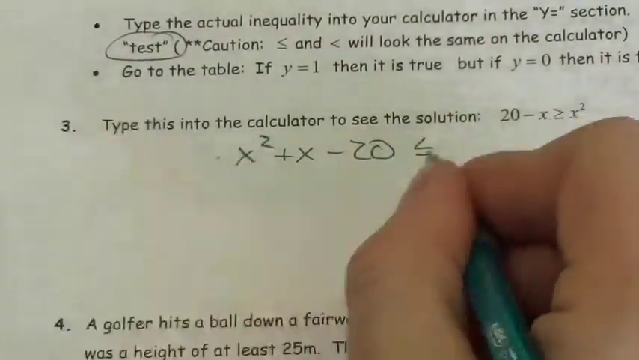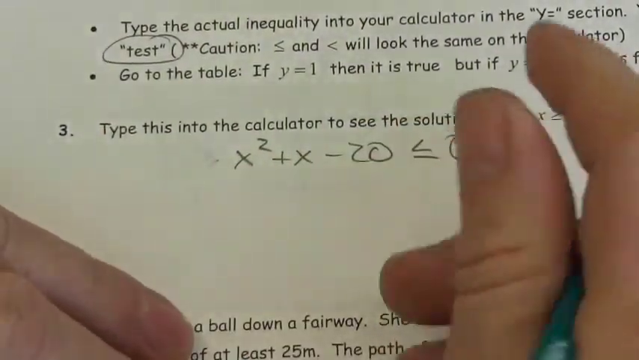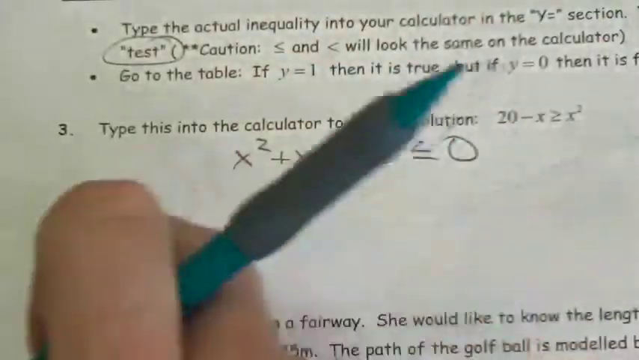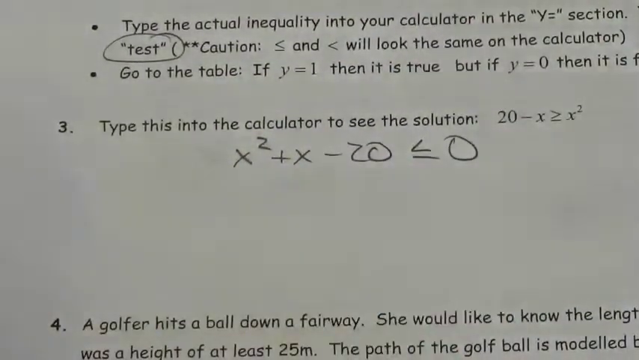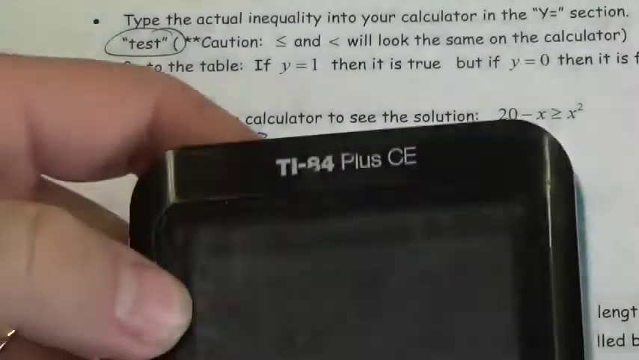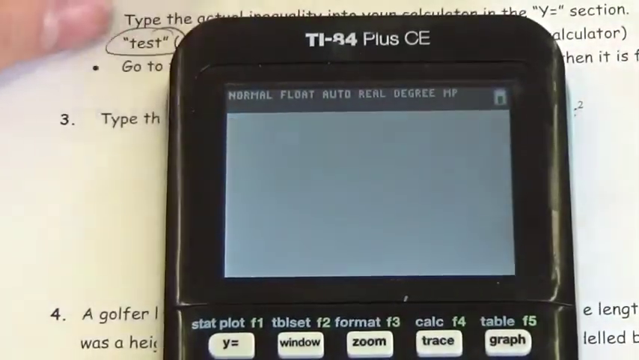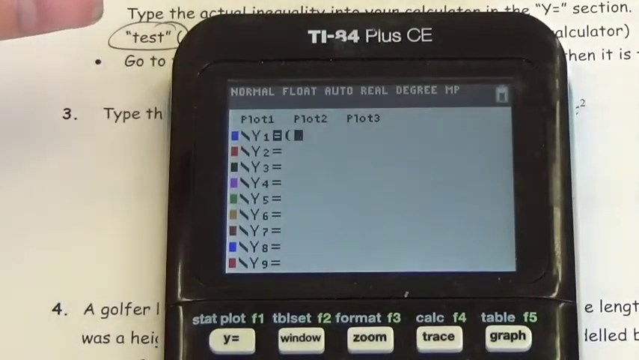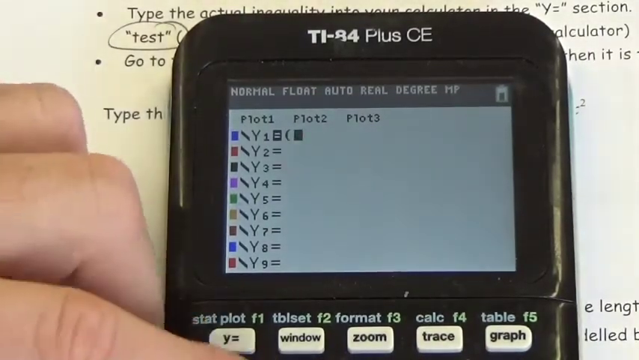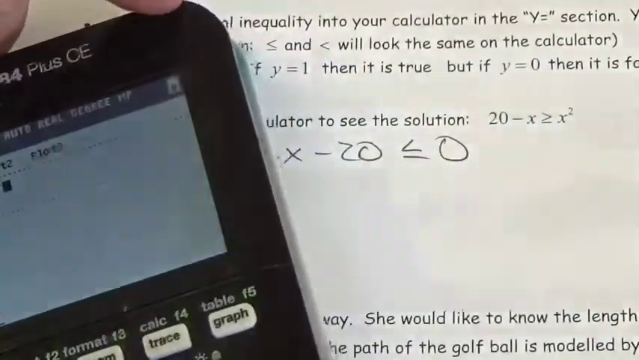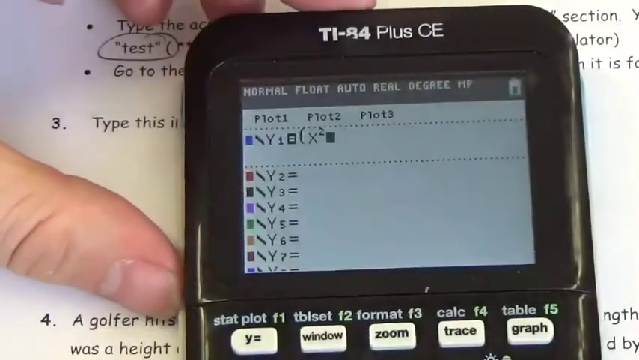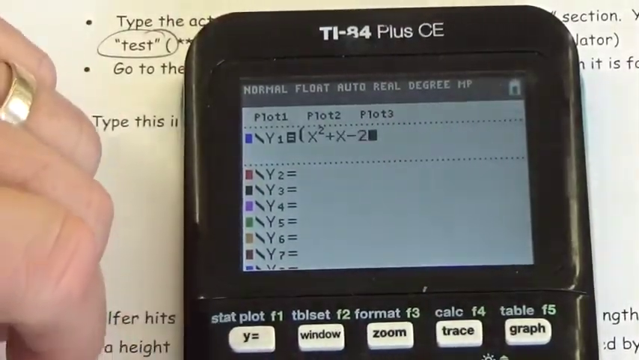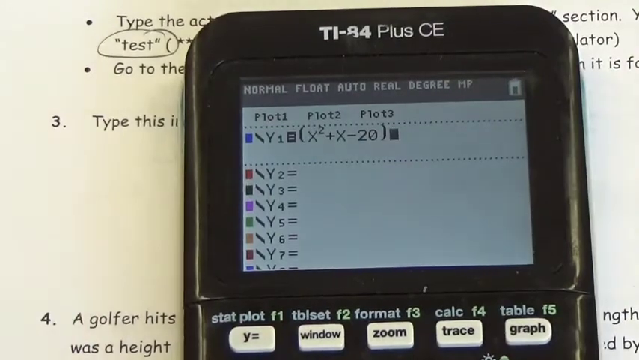Okay, I still want the inequality pointed at this expression right here, so less than or equal to 0. If you see it like this, you might have an easier time plugging this in the calculator. So here we go. I'll press my y equals, and I'm going to enter this in. I'm going to put parentheses around this. X squared, what did I have there? Plus x minus 20. Okay. So plus x minus 20 in parentheses.